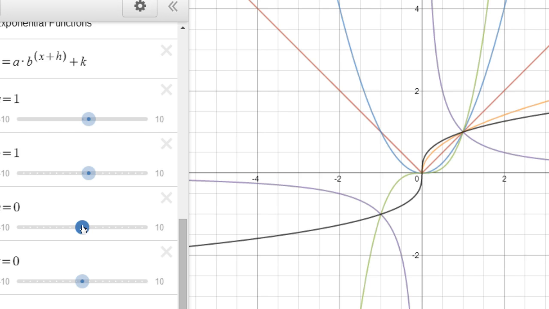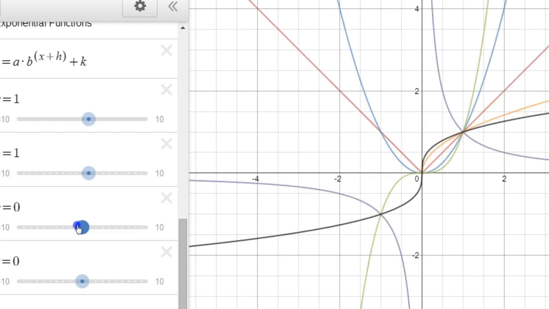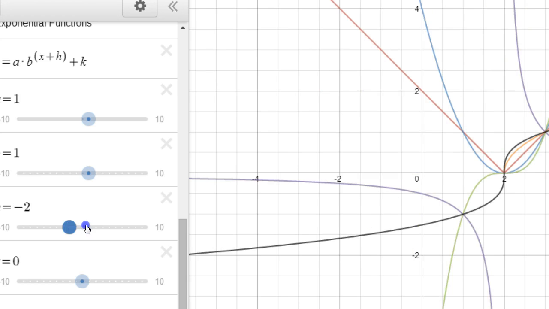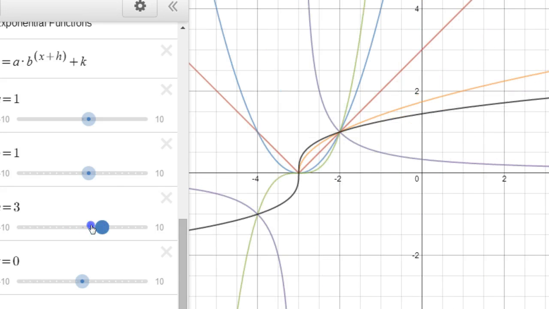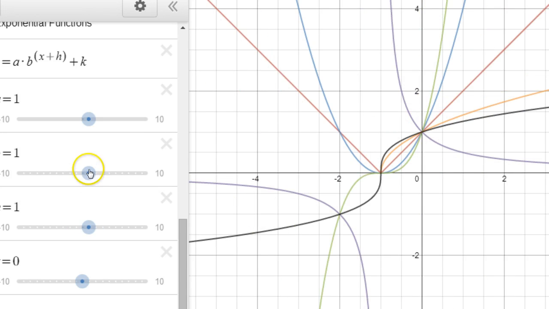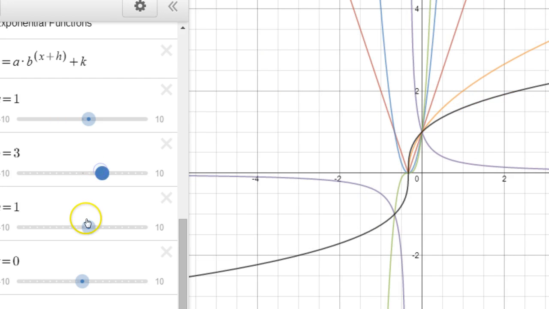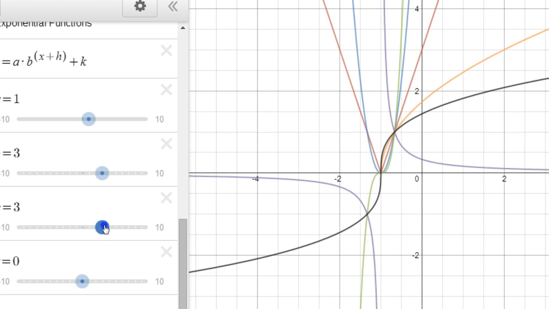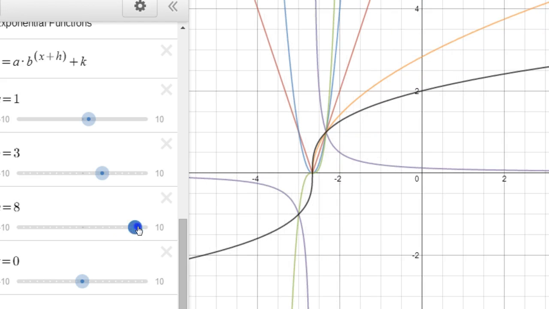So normally, when I make H positive, it moves the graph to the left. If I make it negative, it moves it to the right. Pretty simple. So if I move it to the right 3, I'm moving my graph to the left 3. But if I start increasing this number, it decreases the amount of steps I take. So in other words, to go a total of 3 units, I need to go 6. No, actually 9. Who am I kidding?